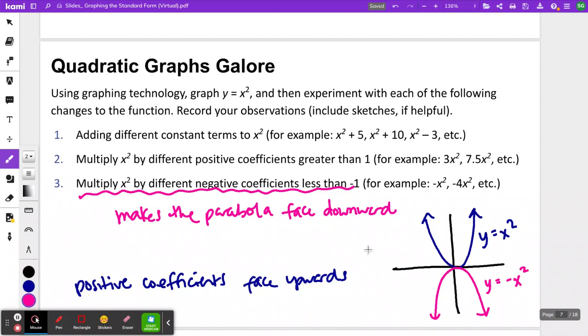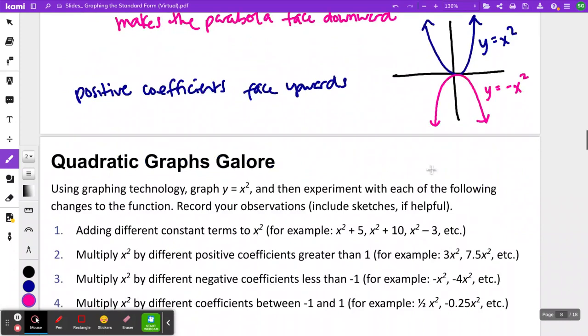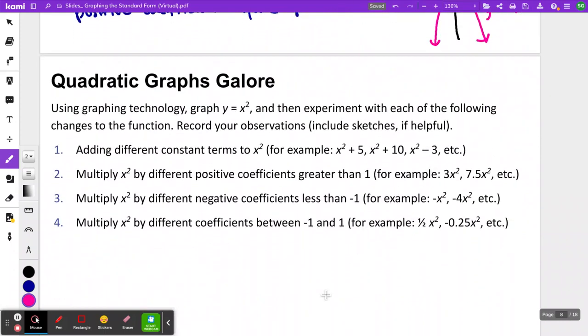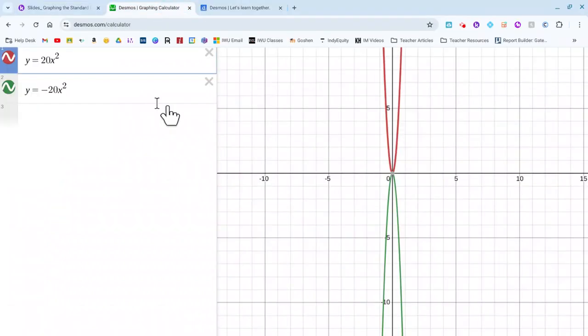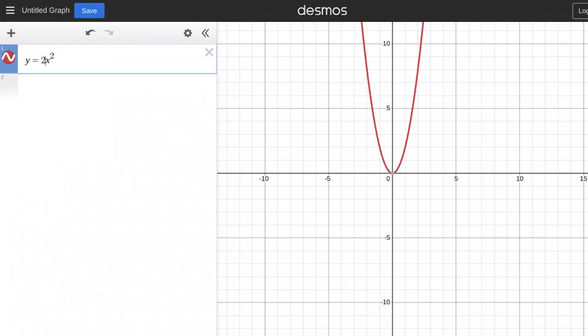There's one final observation to make. We've talked about numbers bigger than 1, like 3, 4, 7.5, 20. Let's look at those numbers smaller than 1. And so that's this last part. We're going to look at numbers smaller than 1 that are positive and negative. So for example, 1/2 x squared, negative 0.25 x squared. And one last time, we're going to check and see what's going on with our graph when we do that.